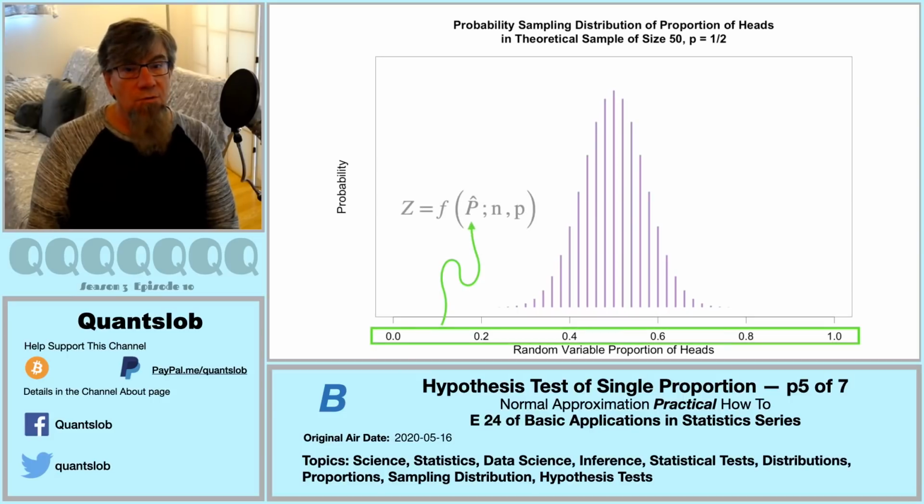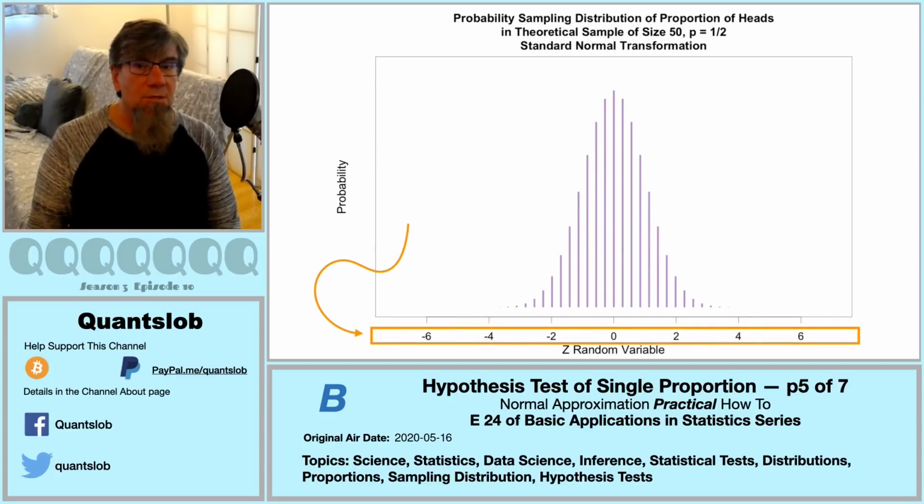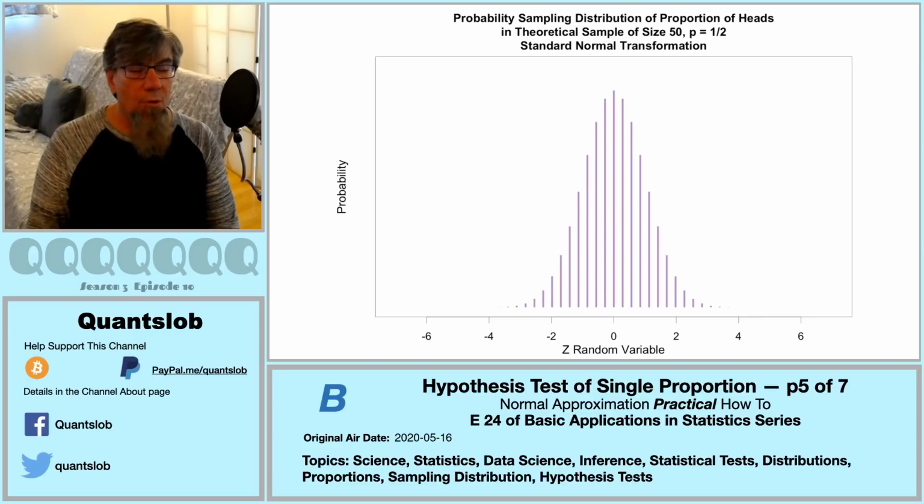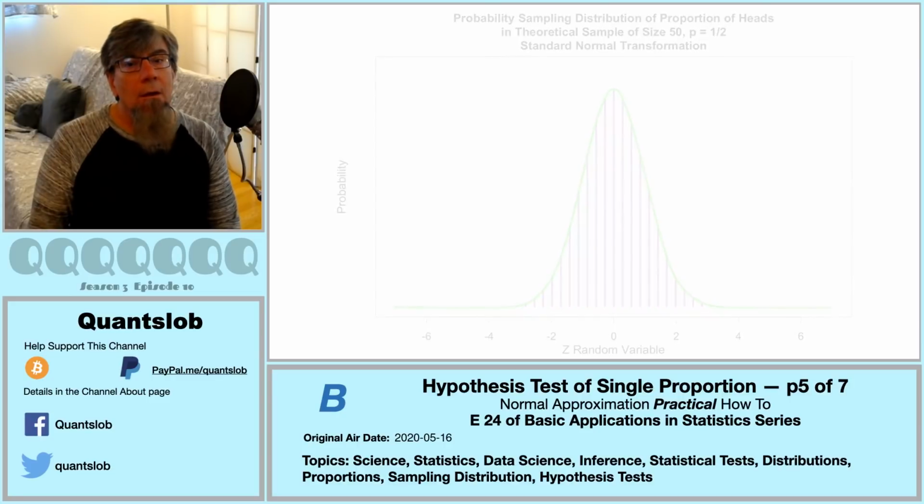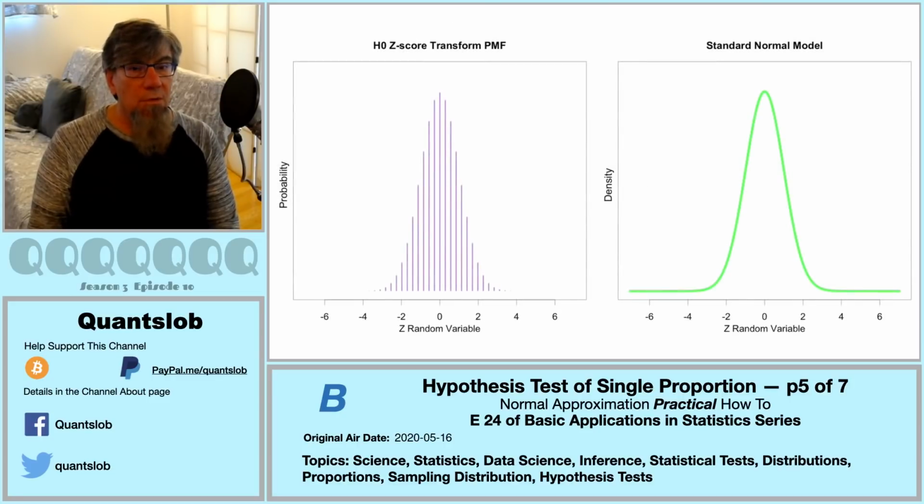Now, if we transform these proportions into z-scores using our trusty function here, we end up with this. Both of these distributions are probability mass functions, meaning that the domain of values is discrete. The green path here shows the shape of a standard normal density function. And the idea is simple. Both describe similar probabilities for the same event. And to illustrate, let's place these two distributions side by side here.